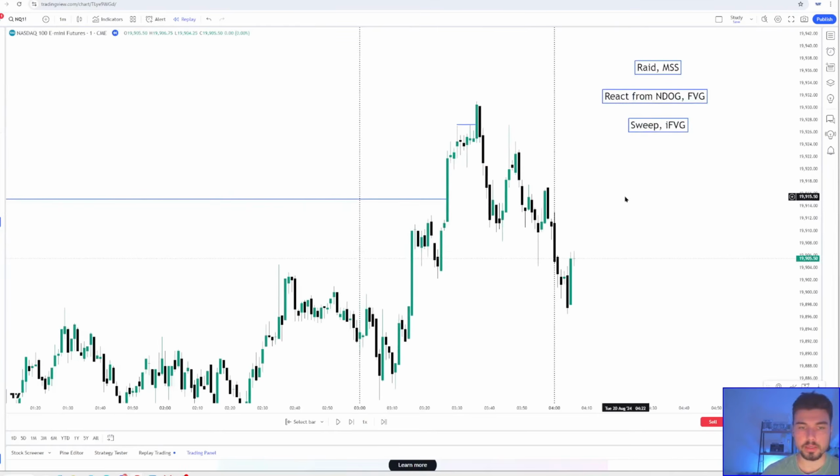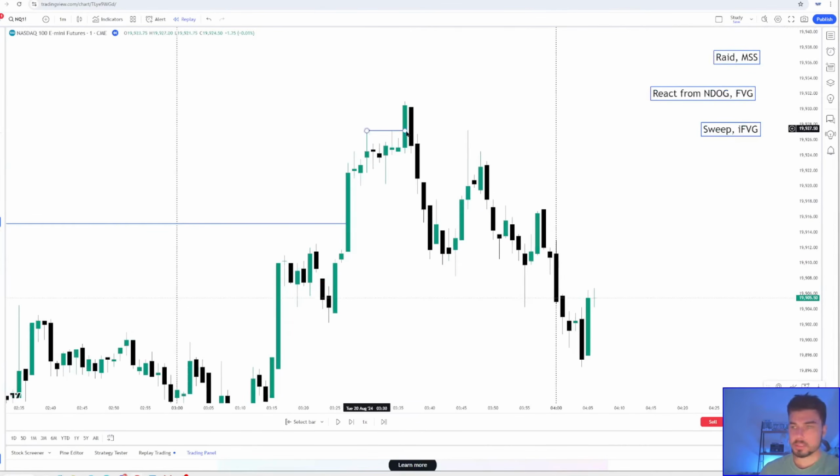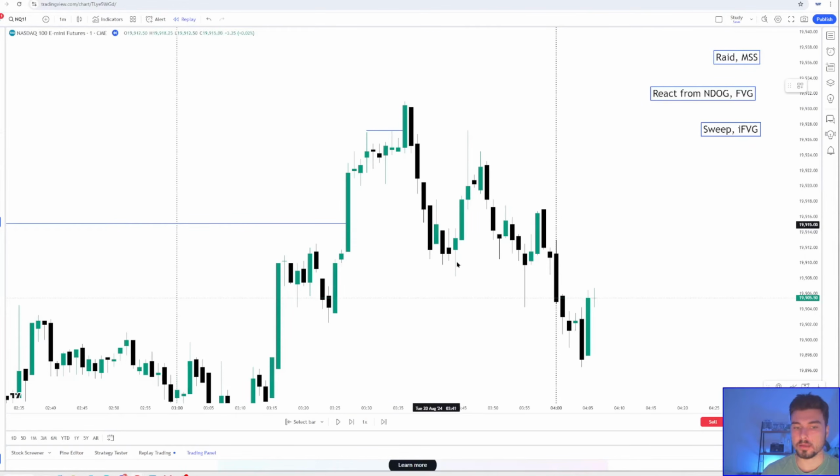So for example, we can have a look at price action and we can see, right? Price sweeps buy side, we have a market structure shift. When price pulls back up here, I wonder where we pull back up into. I wonder where. Let's grab a fib from this high to this low.